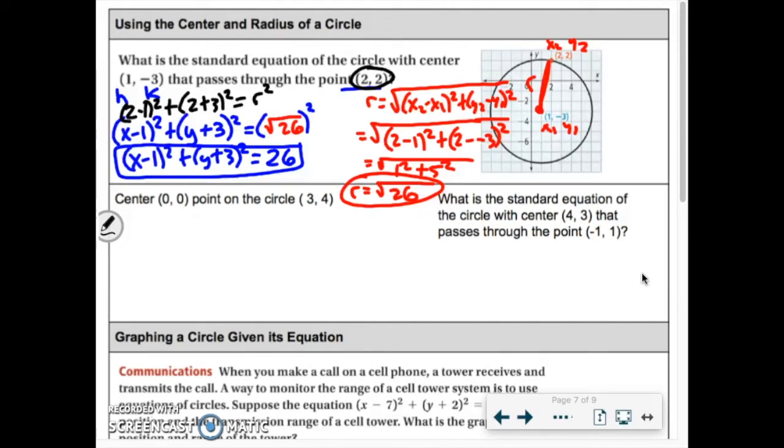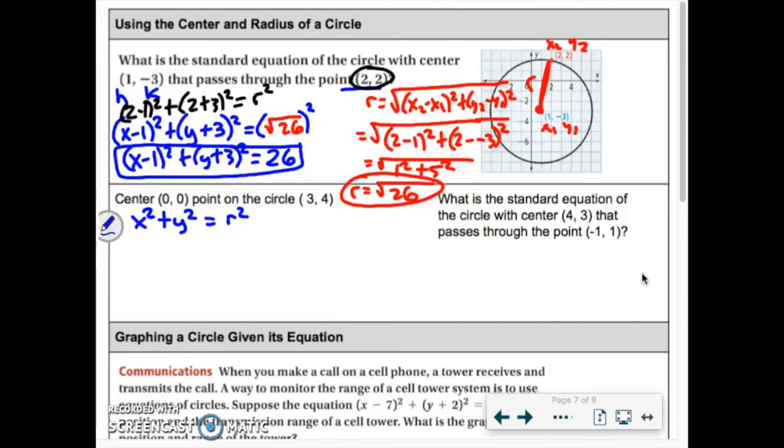So let me show you it that way. We want to try to get the center, or I'm sorry, the radius. If we know the center is going to be (0, 0), we could start the equation with x squared plus y squared equals r squared, but we don't know r yet.